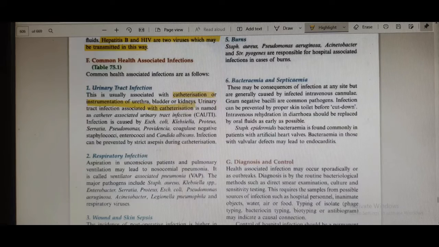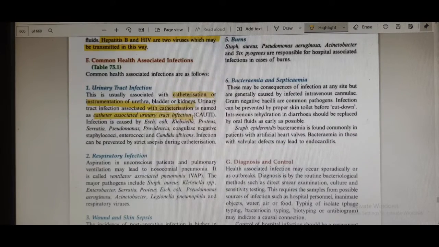So the urinary tract infection associated with catheterization is named catheter associated urinary tract infection, CAUTI. That is the name given for the infection associated with catheterization. So what is this catheterization in the first place?